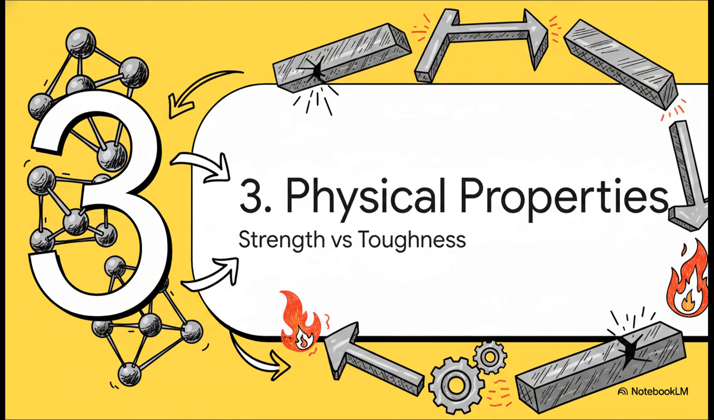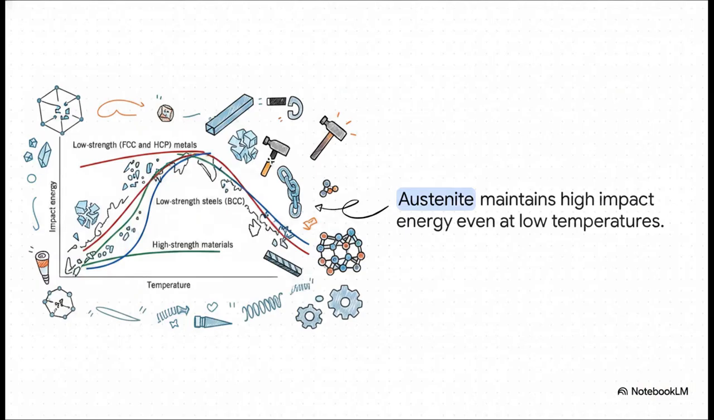Section 3. Strength versus toughness. Let's see how that master key actually unlocks physical properties, specifically how these metals respond to intense physical stress and extreme temperatures. We have a chart here that brilliantly illustrates exactly what happens when things get cold.